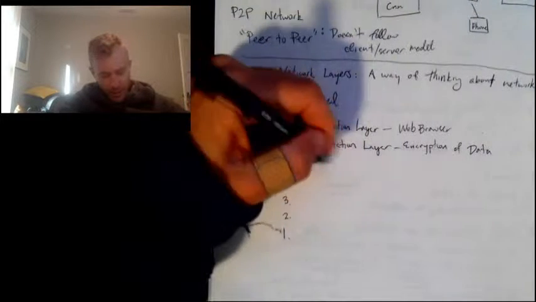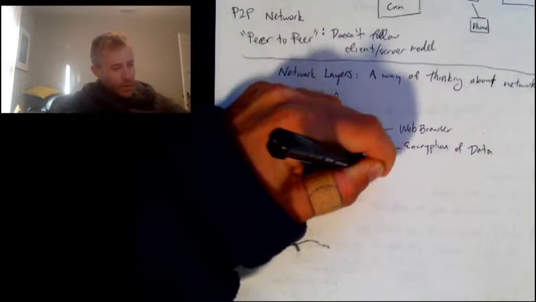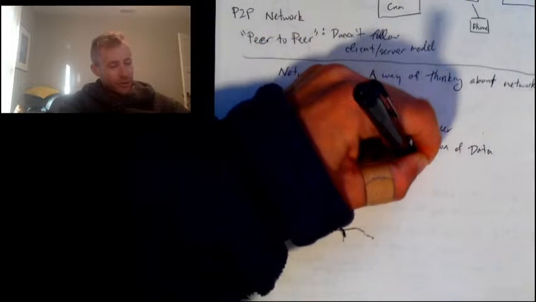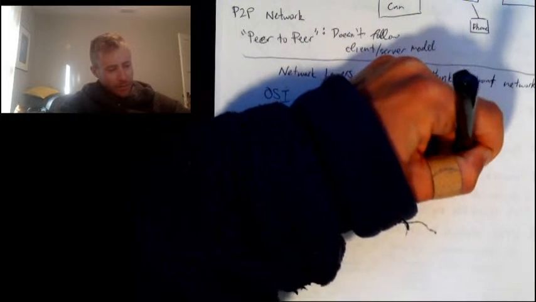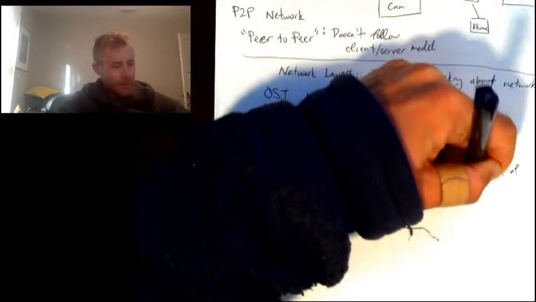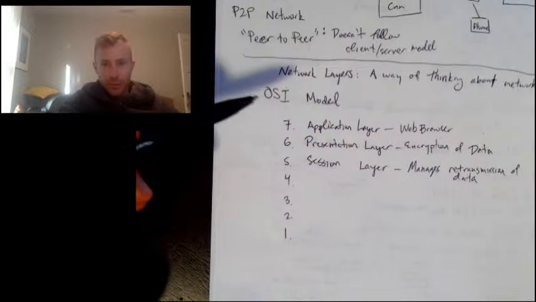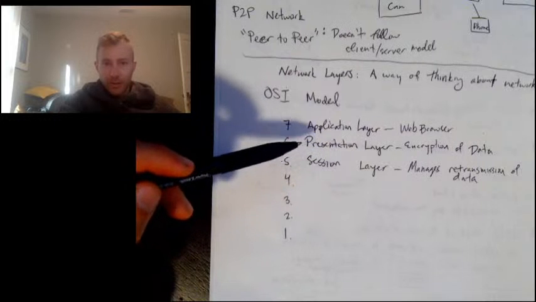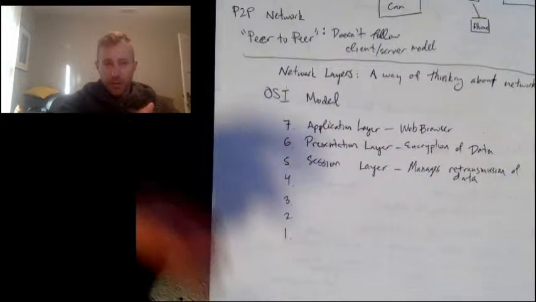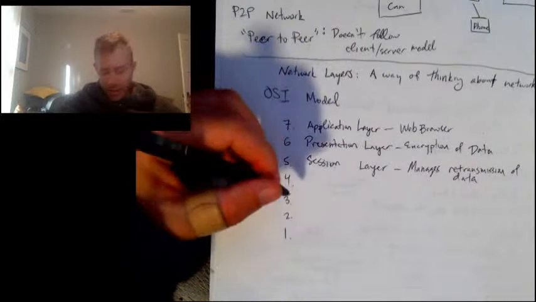Then there is the session layer. The session layer manages retransmission of data. Okay, so what happens if the data has been distorted? Companies that are working in the session layer are going to try to come up with efficient software to manage the retransmission of the data.